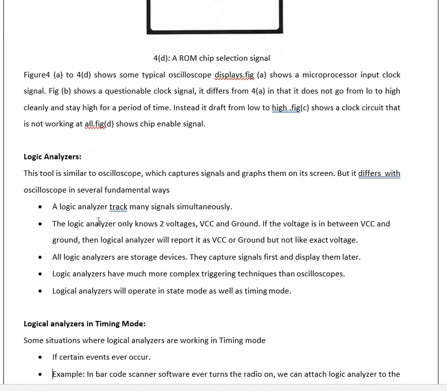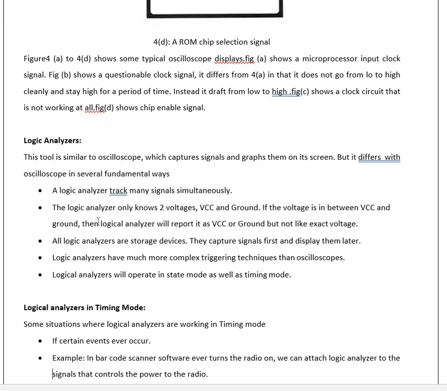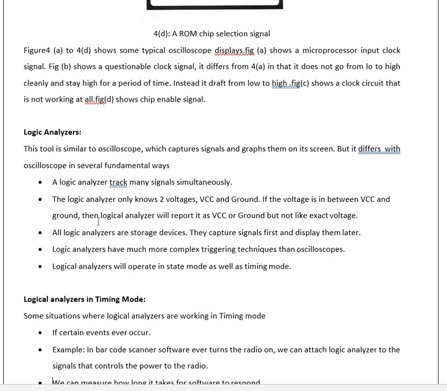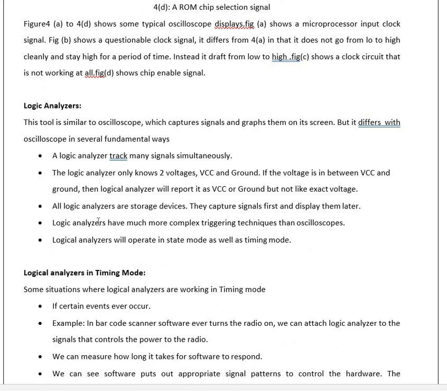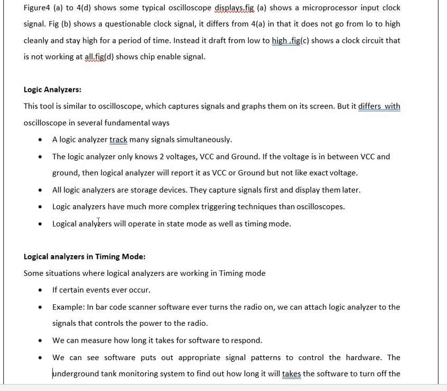The logic analyzer is also similar to an oscilloscope, which captures signals and graphs them on the screen, but it is different from the oscilloscope because a logic analyzer can track many signals simultaneously. And this logic analyzer knows only two voltages, either VCC or ground.